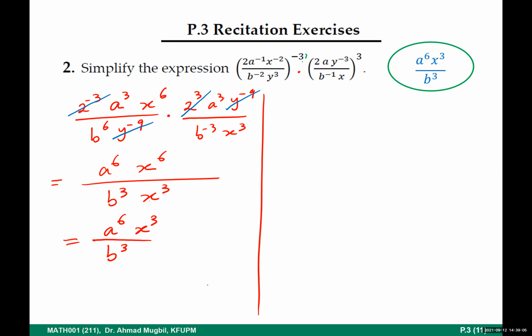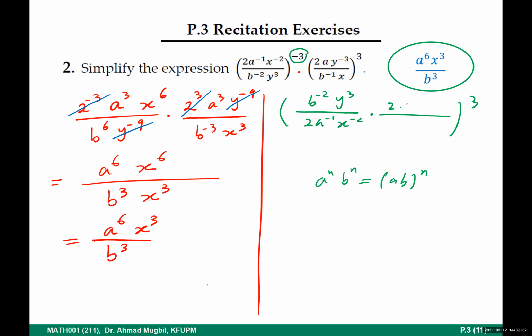You can notice here that the whole power here is negative. You can flip this down, change the numerator to be denominator and the denominator to be numerator and so on. So it will be all to the power 3. But if you notice, this is also to the power 3. So all of them are to the power 3. So use the rule that says a to the power n times b to the power n is just ab all to the power n. So this is what we will apply.